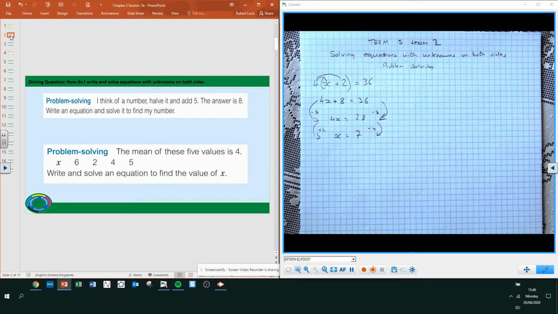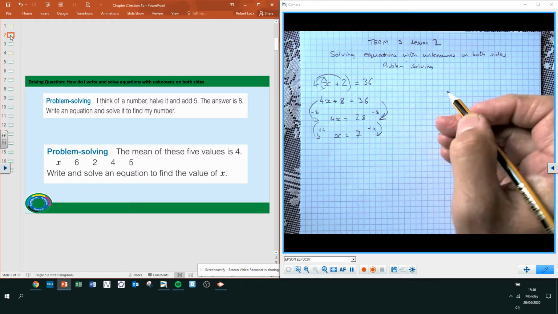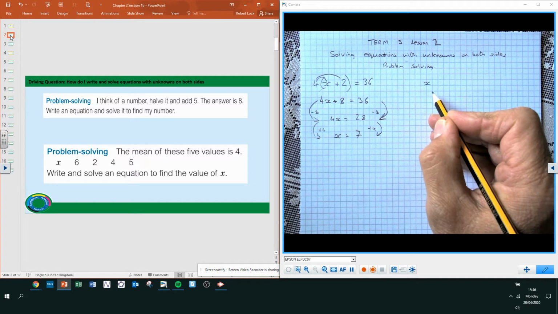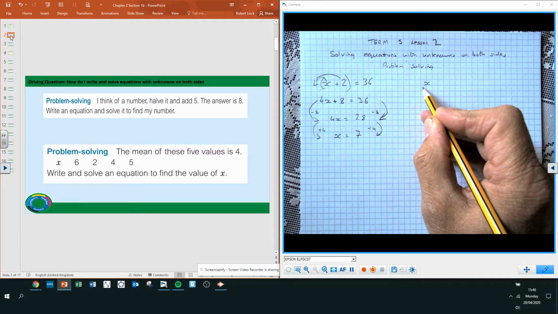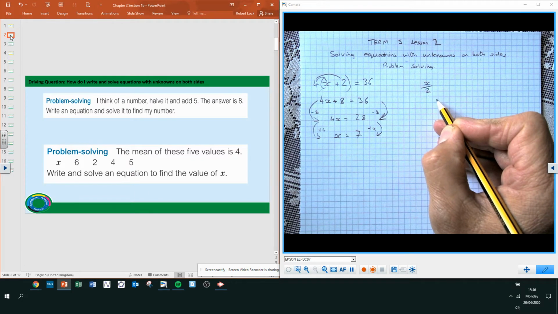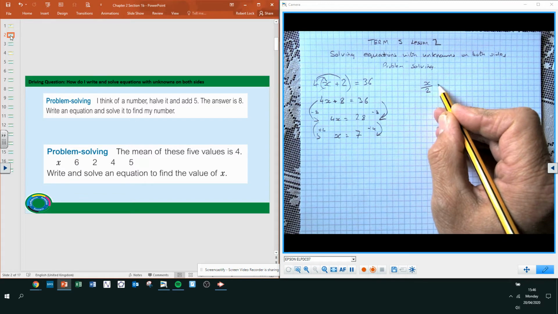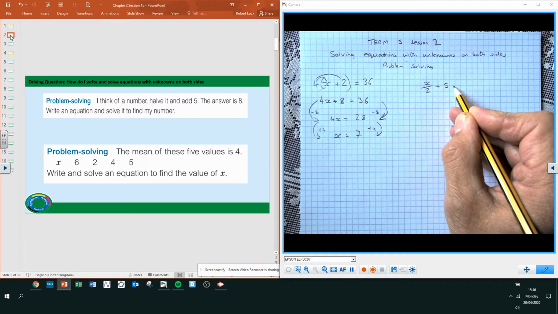So I'd like you to pause. Okay, so I think of a number, I halve it, add 5, the answer is 8. So write it down. So think of a number, the number could be x. I halve it, half of x, and I add 5 to the whole lot, and the answer is 8.